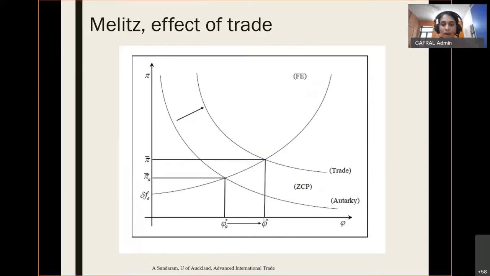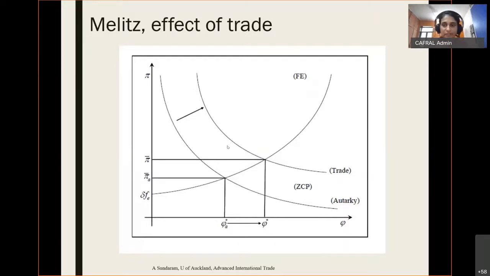So a higher threshold productivity can only be sustained at higher average profit levels, given that you have to cover your entry cost. Okay, does that make sense?